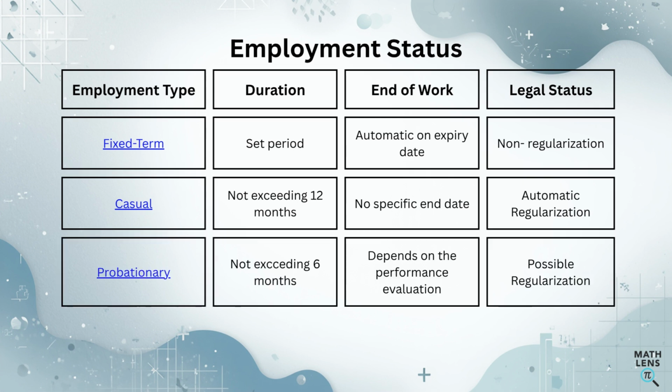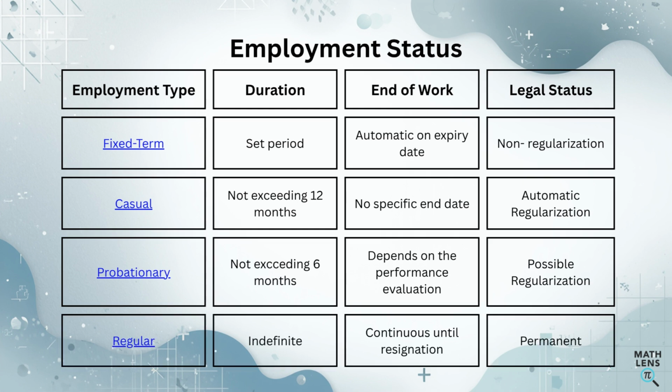For probationary employment, the duration is usually fixed, providing both parties with an opportunity to assess whether the role is a good fit. Finally, regular employment is what we might consider permanent. It continues indefinitely, or until resignation. Now, in terms of legal status, we have non-regularization, automatic regularization, and possible regularization. Understanding these helps both employers and employees manage expectations and plan for the future.